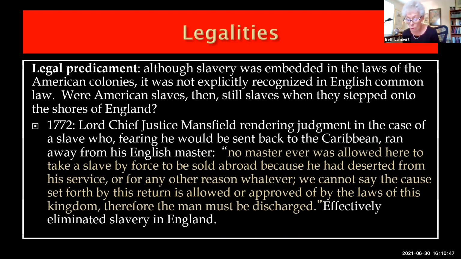We cannot say the cause set forth by this return is allowed or approved of by the laws of this kingdom. Therefore, the man must be discharged. This Mansfield decision effectively eliminated slavery in England. So you've got an abolitionist sense already in England, and this again is a whole other presentation, the English view of all of this.